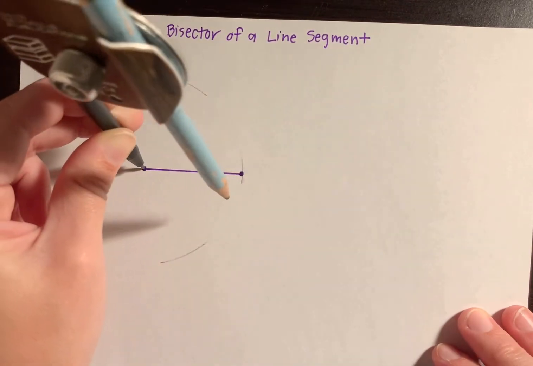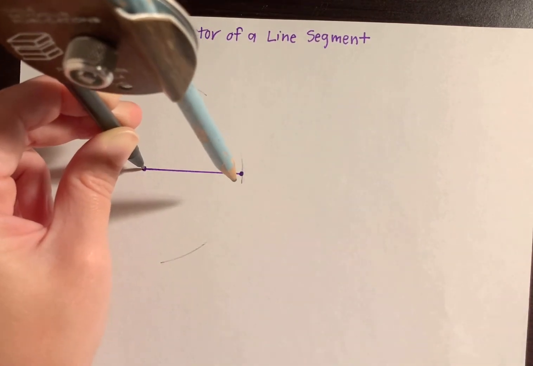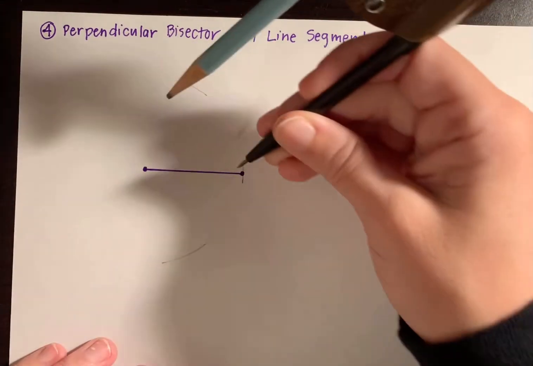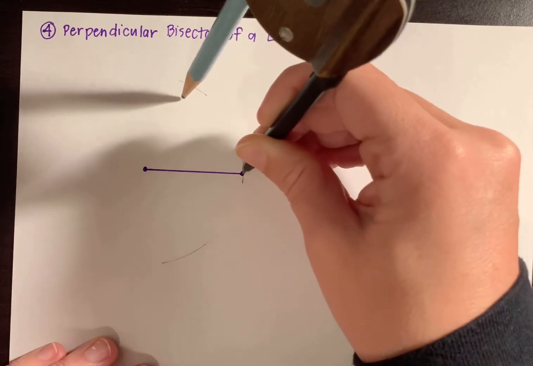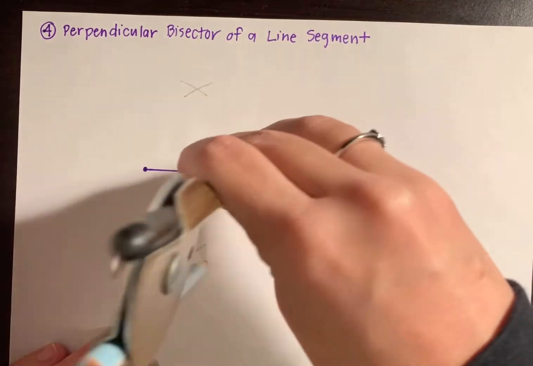By the way, if your marks aren't long enough, you can always go back and redo it. Just make sure you don't change the width of your compass. Let's go ahead. I'm going to put this on the other point and do the same thing. Mark above, mark below.